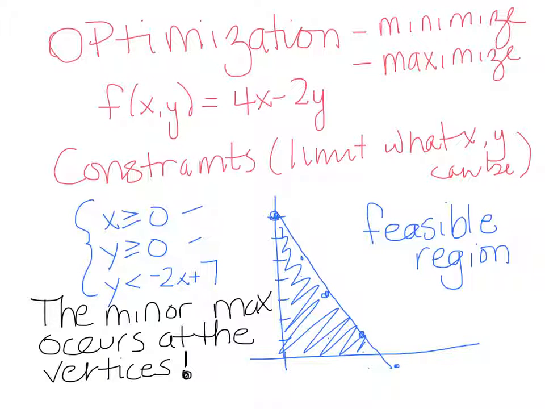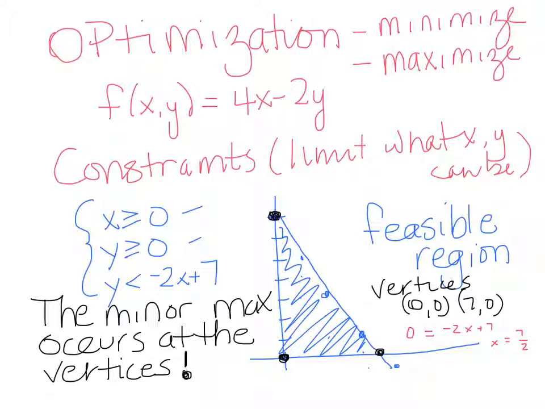Because I don't have to test all these infinite number of points inside this feasible region to see which one gives me the maximum value of the function. I just have to test these 3 points that are the vertices. So remember how we found vertices before. My vertices were, in this case, 0, 0. Then I've got the 7, 0. And I've got to find this one. So let me work on that one.